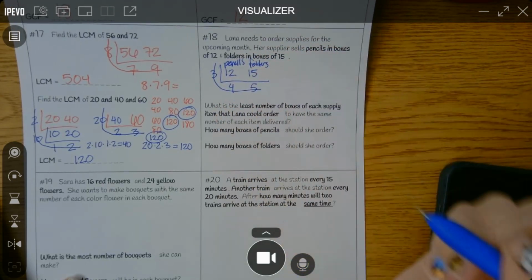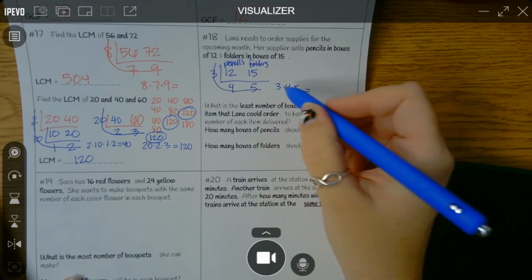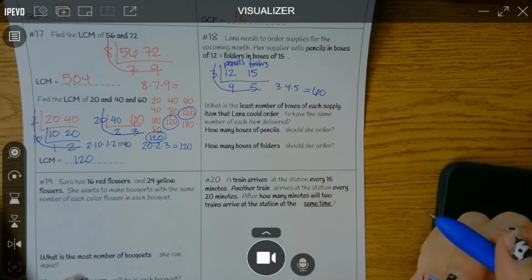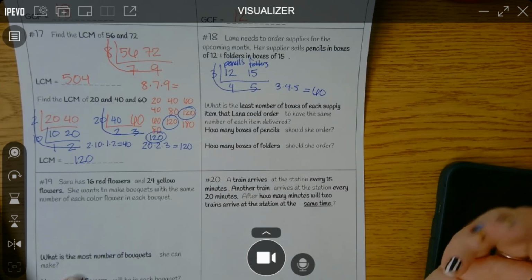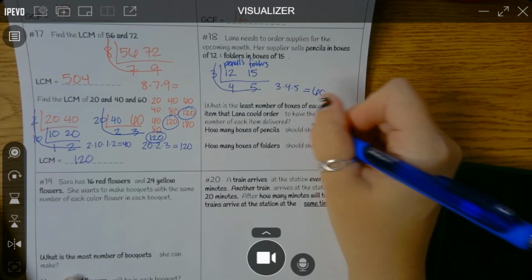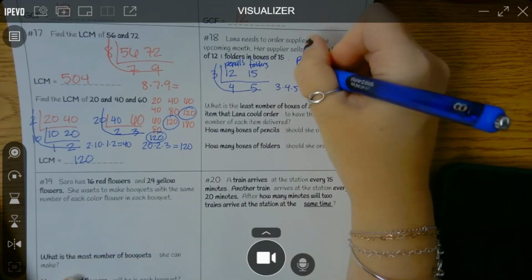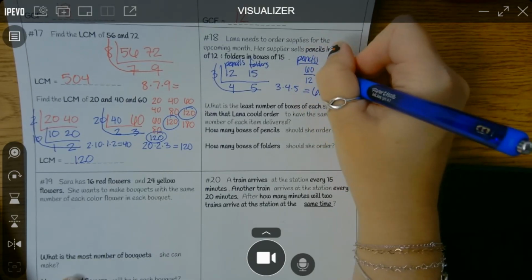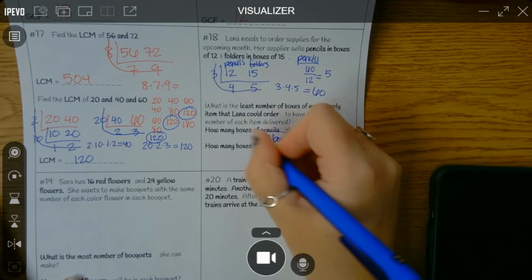Okay, so if I multiply all those, 3 times 4 times 5, well, 3 times 4 is 12, 12 times 5 is 60. So that means I could have 60 pencils and 60 folders. But how many boxes of each do I need to order then, so that then I have 60 pencils and 60 folders? Okay, so I'm going to have 60 of each item. And if I'm figuring out for pencils, okay, I want 60 pencils, but how many come in a box? 12. So what's 60 divided by 12? 5. So you need 5 boxes of the pencils.